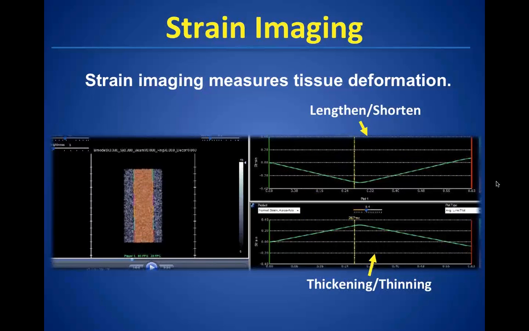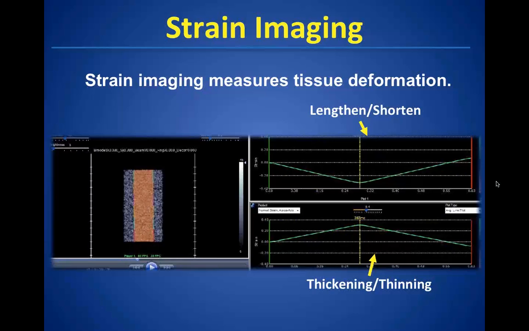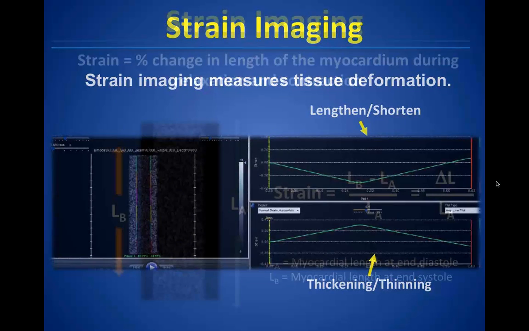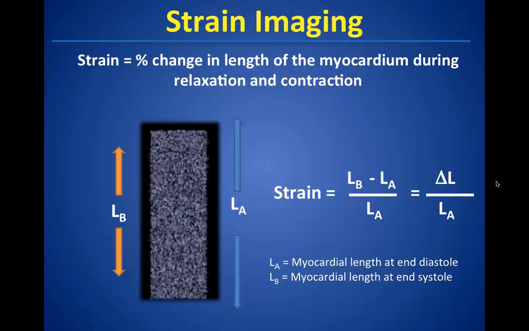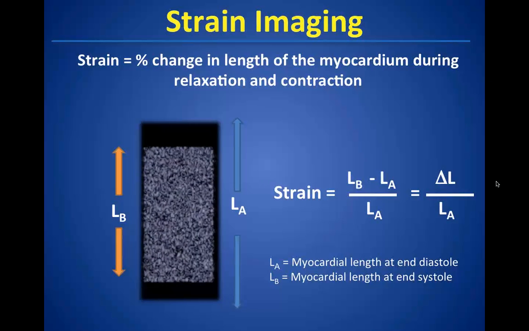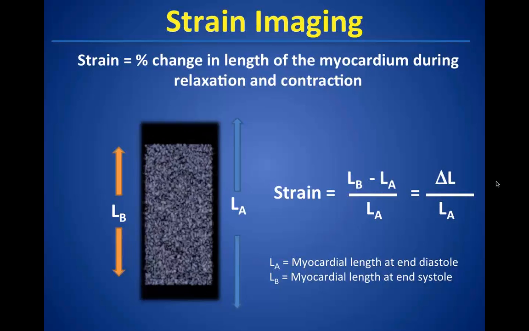Lengthening and shortening in the longitudinal direction are defined as a negative percentage, and thickening and thinning in radial is defined as a positive percentage. Here is another cartoon, again showing the equation for strain, and that the percentage of change in length of the myocardium during relaxation and contraction is what we are measuring when we measure strain.